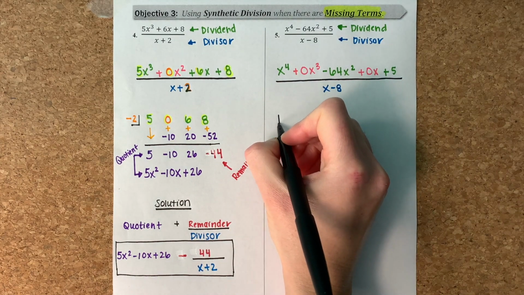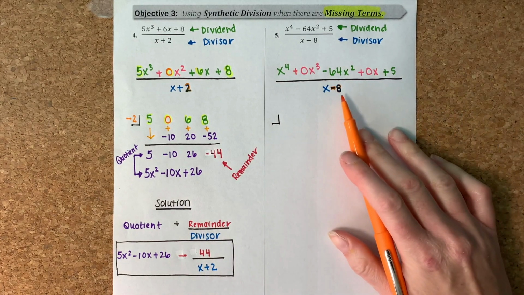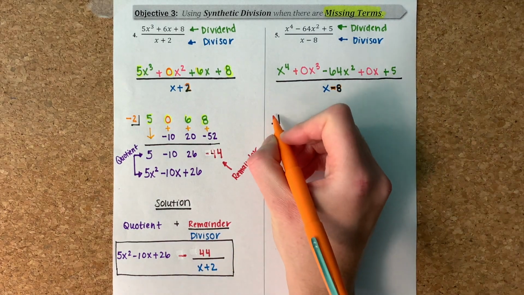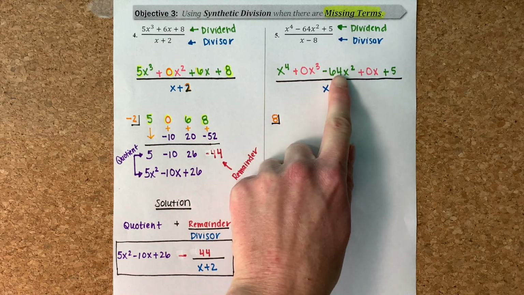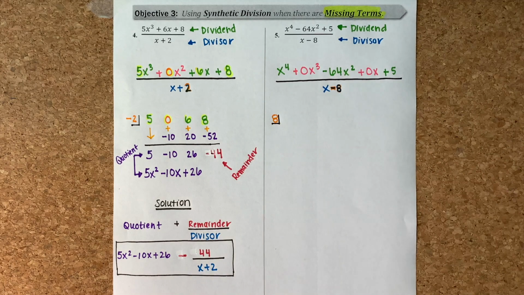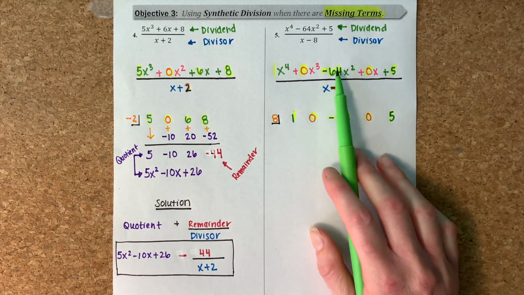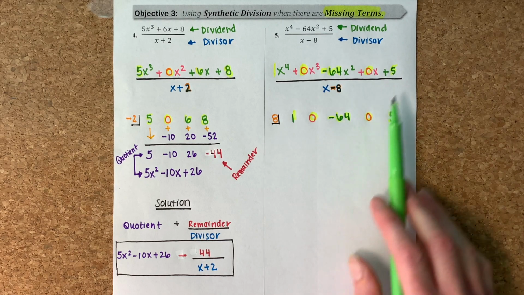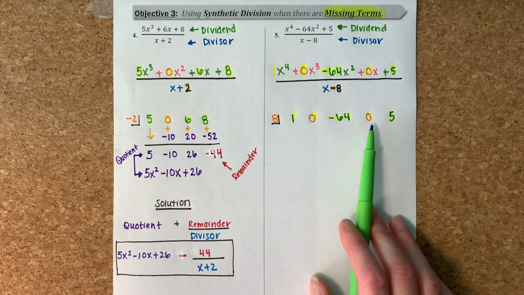First, we'll draw this corner box, and to figure out what number we put in this corner box, we look at the constant in our divisor, which is negative 8, and we take the opposite. The opposite of negative 8 is positive 8. Then we look at the coefficients of our dividend and list them here, making sure to include the zeros. So I've listed our coefficients here, 1, 0, negative 64, 0, and 5. Again, if you forget these zeros, you'll get the answer wrong.